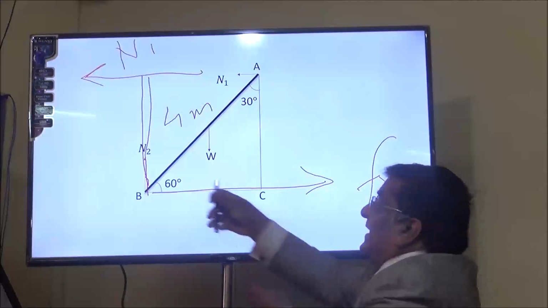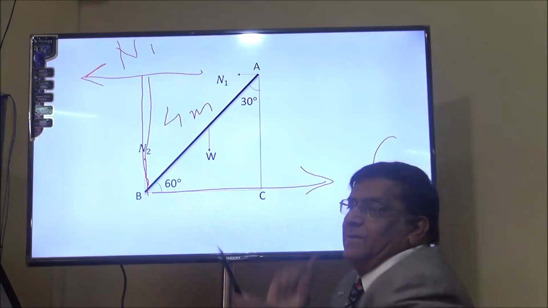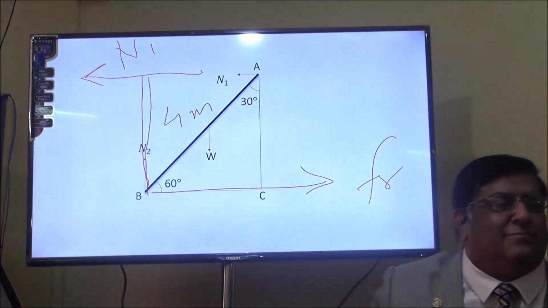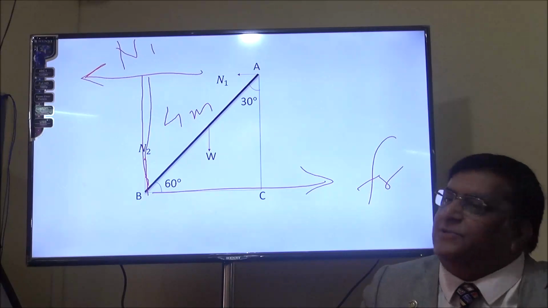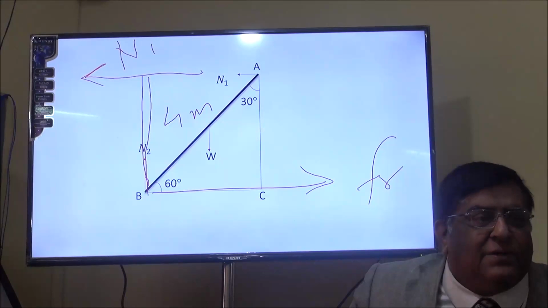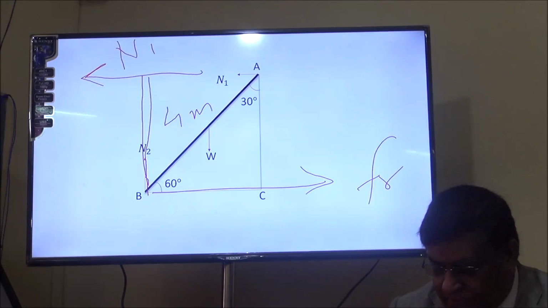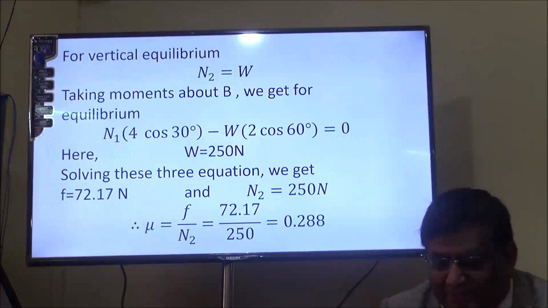N1 is working there. This is R. R and N1 are working there. One is plus, one is minus. And it is not rotating. If it is not rotating, the sum is 0. That means both the torques are equal to each other. So that is what we get here.